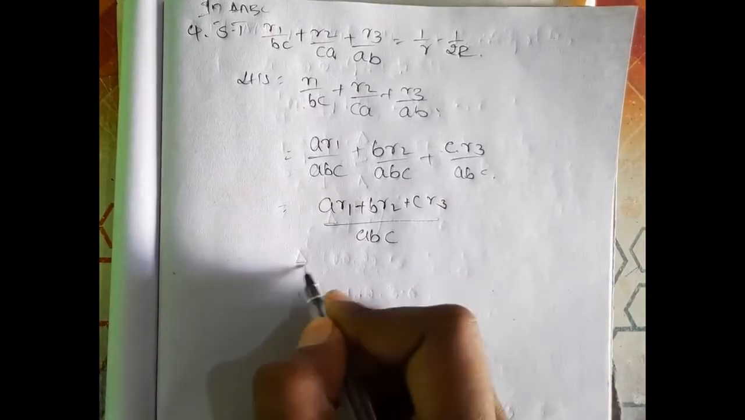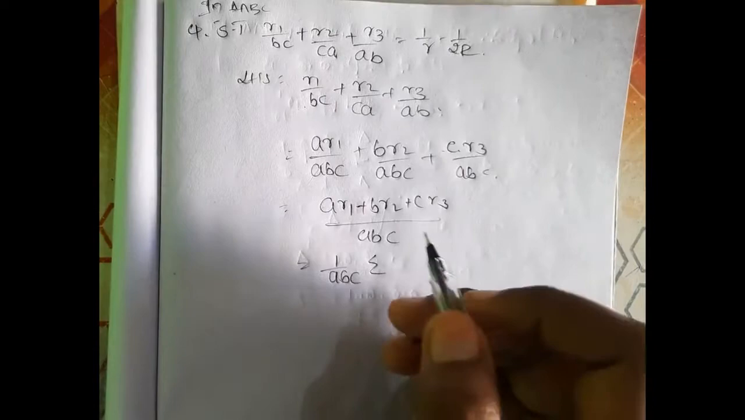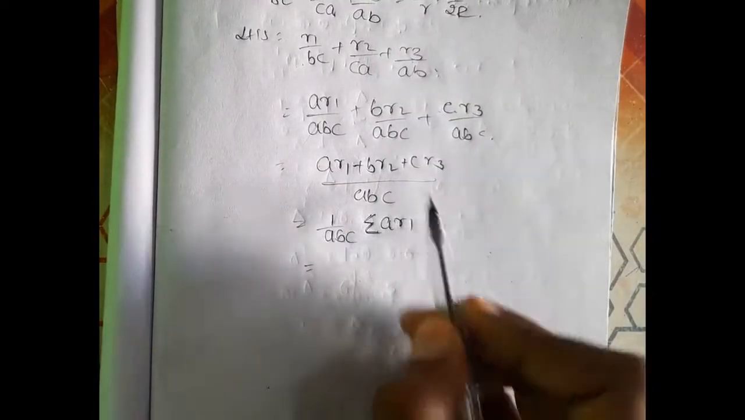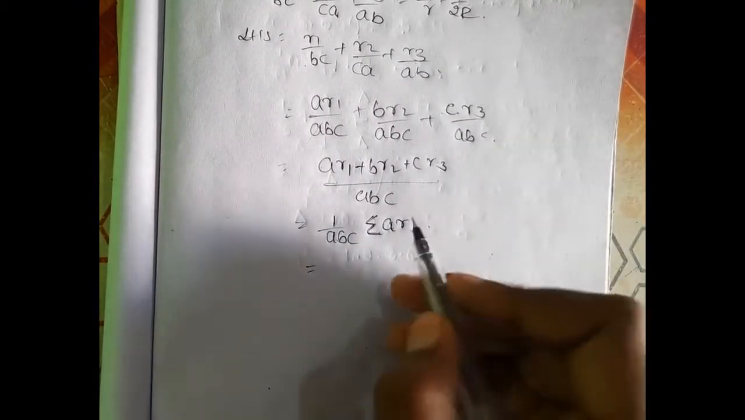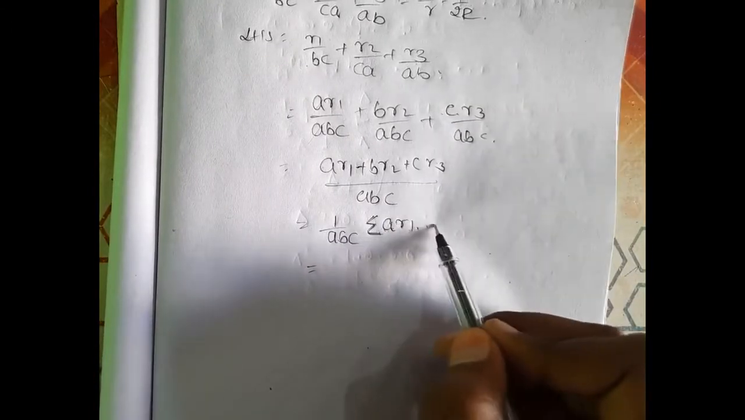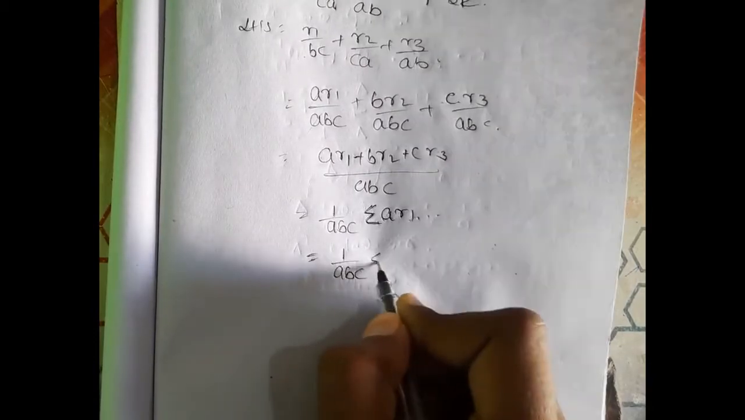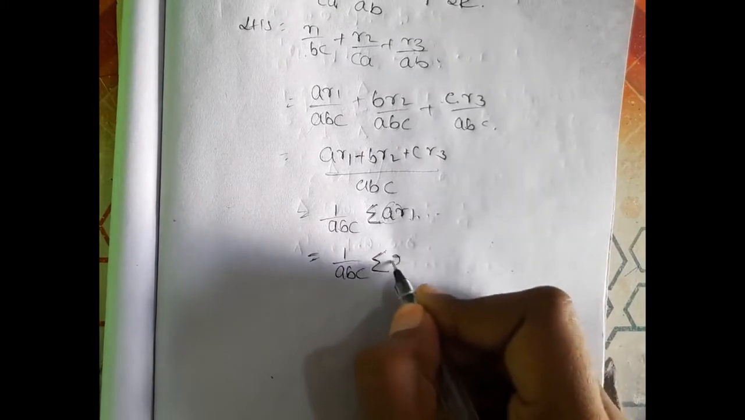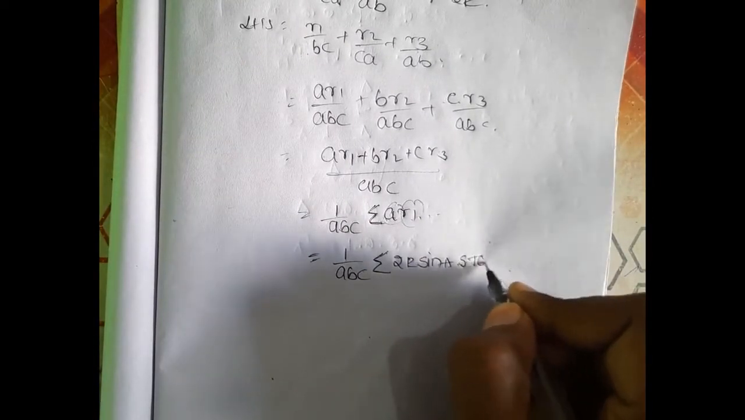That's it, ABC. Now 1 by ABC, let's write this as sigma of a r1, because when we expand the sigma, we will get the same thing. In the place of a, b; in the place of r1, r2. Next, in the place of b, we will get c, r3. That's why we wrote that. So 1 by ABC. Now we know the formula of a from the sine rule: a equals 2R sin A. And the formula of r1 in terms of tan is s tan A by 2.